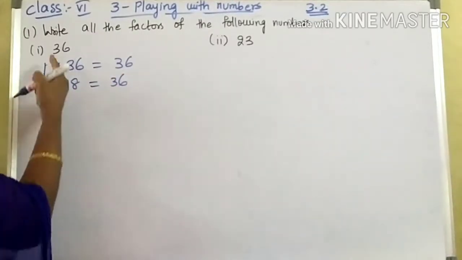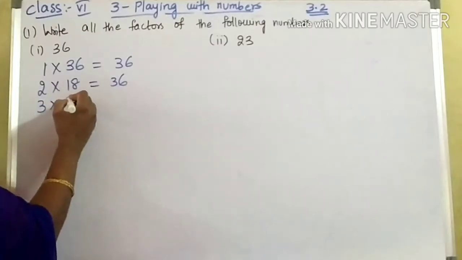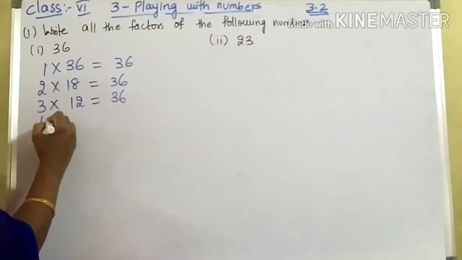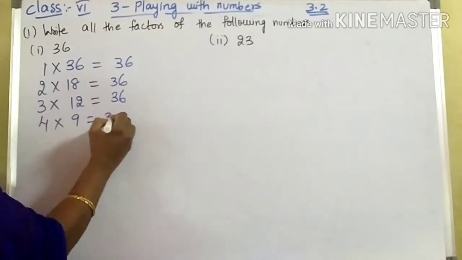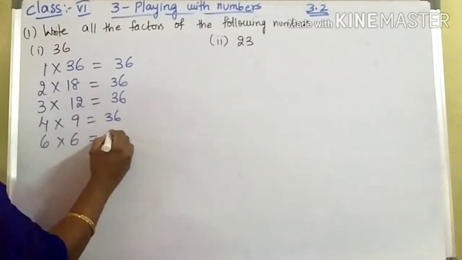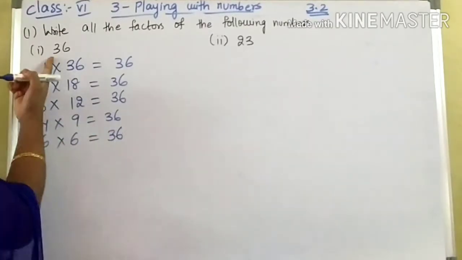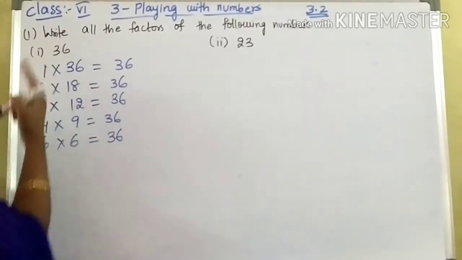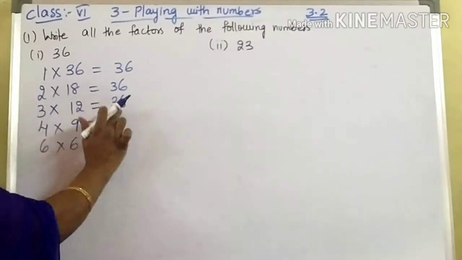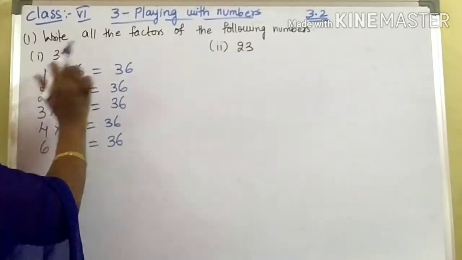Next 3. It will go in 3 table. 3 into how many times? 12 times. 3 12s are 36. Now it will go in 4 table also. 4 9s are 36. Next 6 6s are 36. Next will it go in 7 table? No. 8? No. 9 table? Yes. Here 9 you can write in reverse. 9 4s are 36. 12 3s are 36. 18 2s are 36. 36 1s are 36.